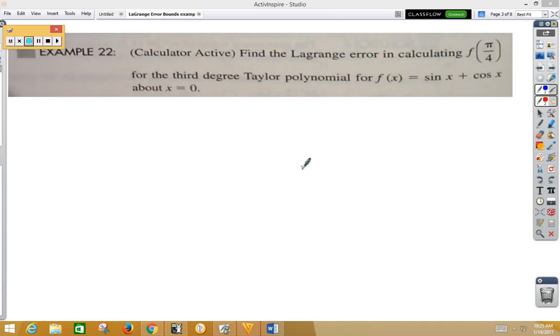In this video, we're going to do a Lagrange error problem, and it says calculator active, but this one could just as easily be done without a calculator. So we want to find the Lagrange error in calculating f of pi fourths for the third degree Taylor polynomial for f of x is sine x plus cosine x about x is 0. Well, first of all, because it's about x equals 0, it's really a Maclaurin series.